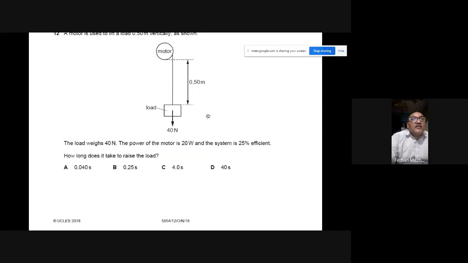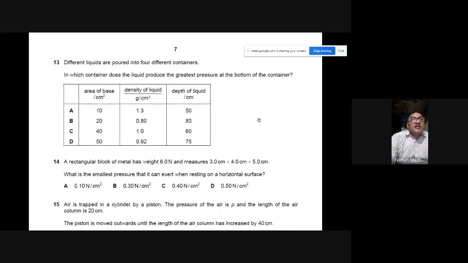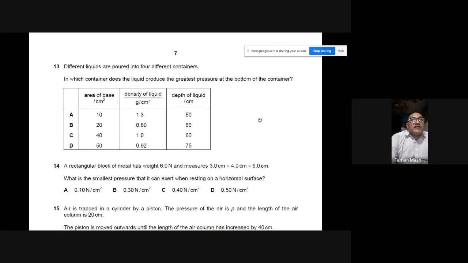On your screen right now you can see question number 13. Different liquids are poured into 4 different containers. In which container does the liquid produce the greater pressure at the bottom of the container?